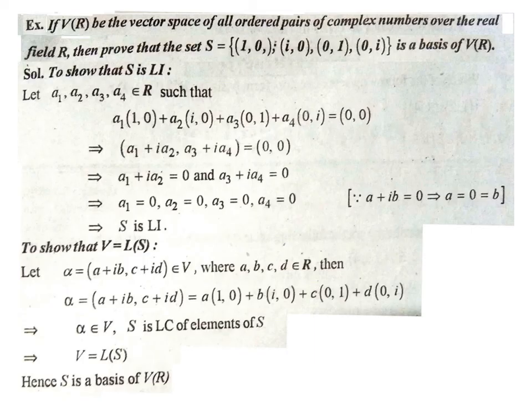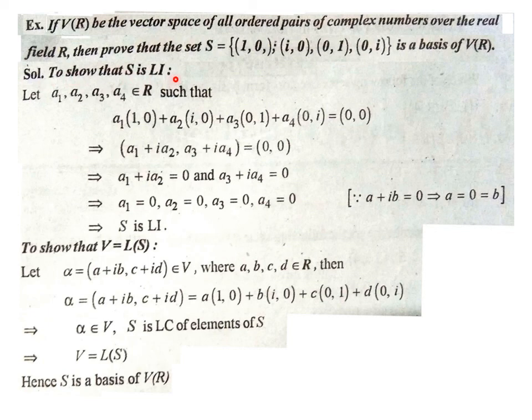Now we talk over an example regarding basis. If V(R) is the vector space of all ordered pairs of complex numbers over the real field R, then prove that the set S, (1,0), (iota,0), (0,1), (0,iota), having these 4 elements, is a basis of V(R). We know that we have to prove 2 different properties for proving a basis.